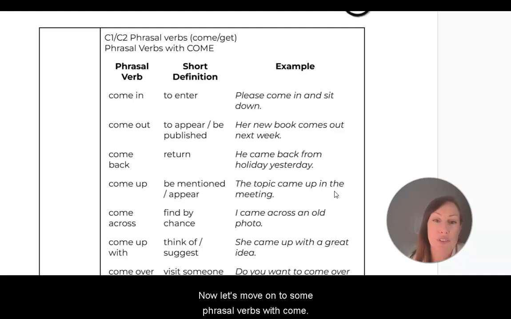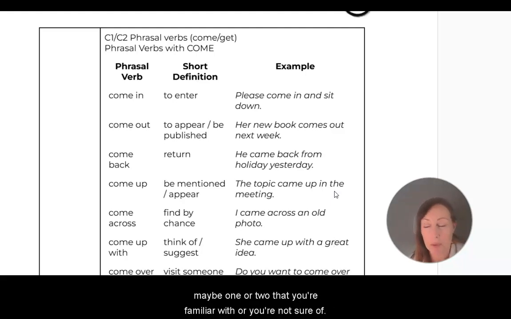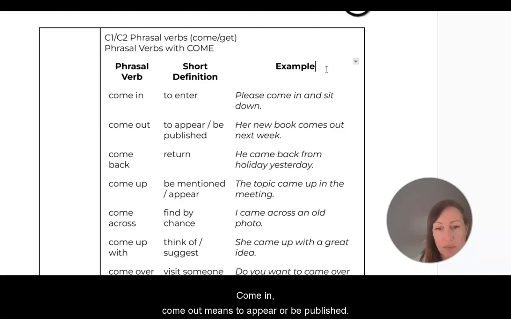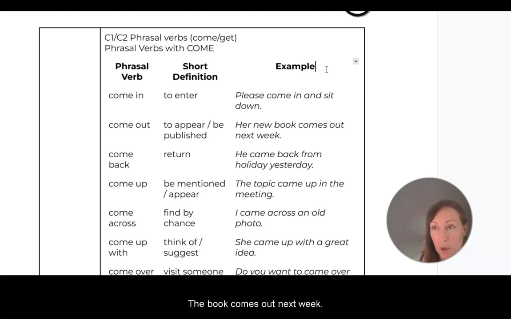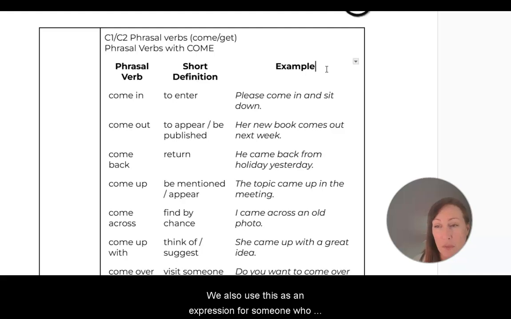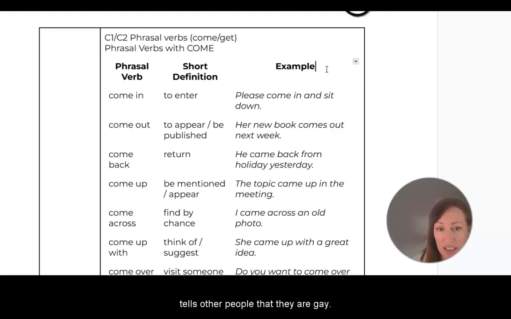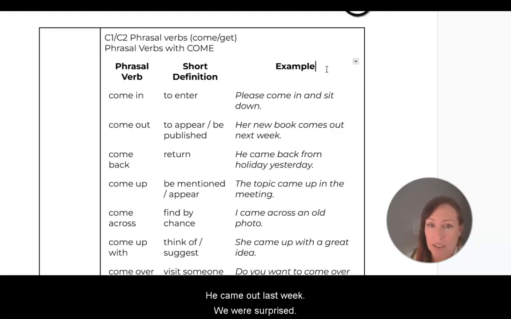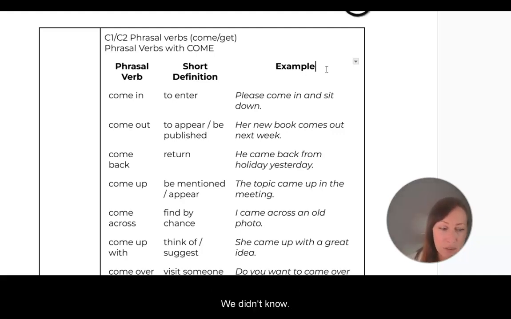Now, let's move on to some phrasal verbs with come. Some of these you're going to know, maybe one or two that you're familiar with or you're not sure of, so we will just review them. Come in means to enter, so someone knocks on the door, come in. Come out means to appear or be published. The book comes out next week. We also use this as an expression for someone who tells other people that they are gay. Come out of the closet. He came out last week. We were surprised, we didn't know.